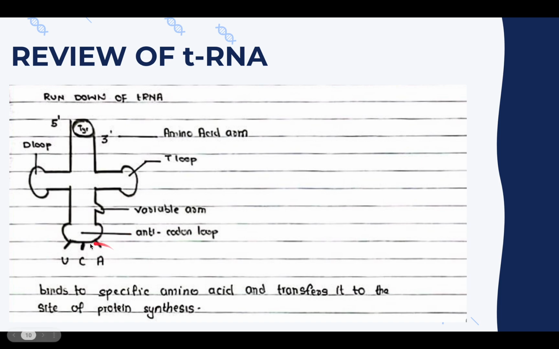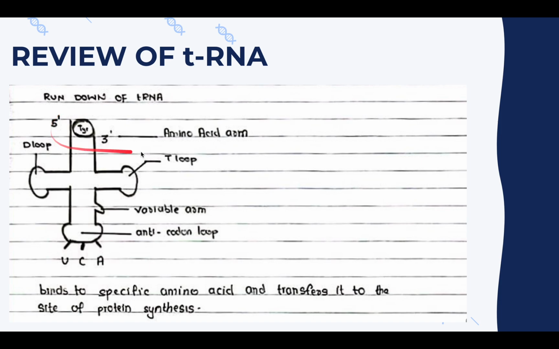So anti-codon loops generally have the coding sequences which are complementary to the codon in the mRNA. Suppose we have AUG, so this sequence has UCA. So it has a complementary code for it. Because of this, it's able to bind to a specific strand of amino acid. If it did not have that, it wouldn't be able to bind to it.